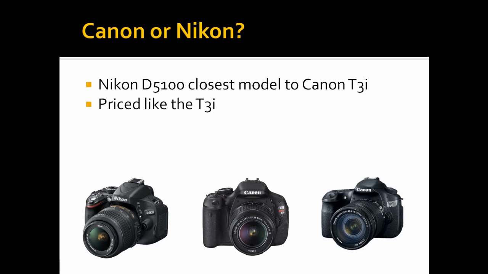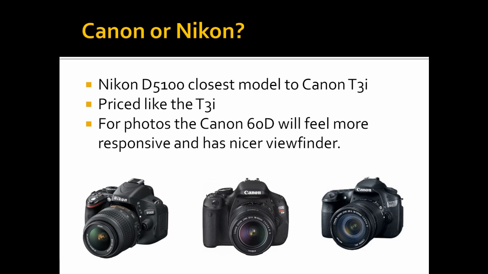Now for photos, the Canon 60D will be the better camera. It's going to feel a bit more responsive with the faster frame rates, and also the 9 cross-type autofocus points is going to lock on a little quicker. That's going to make a difference in your photo shooting. And the viewfinder does feel a little nicer on the Canon 60D, having that extra magnification, so it's going to seem a little brighter and you're just going to have a little bit more room in there.